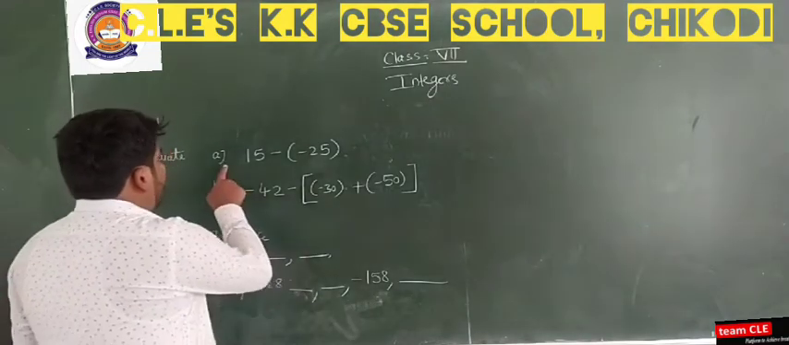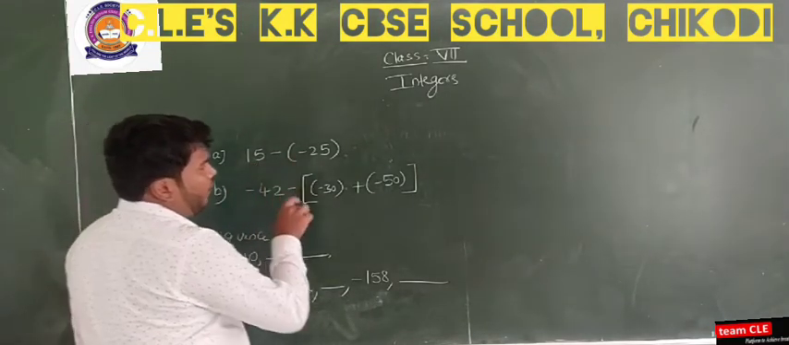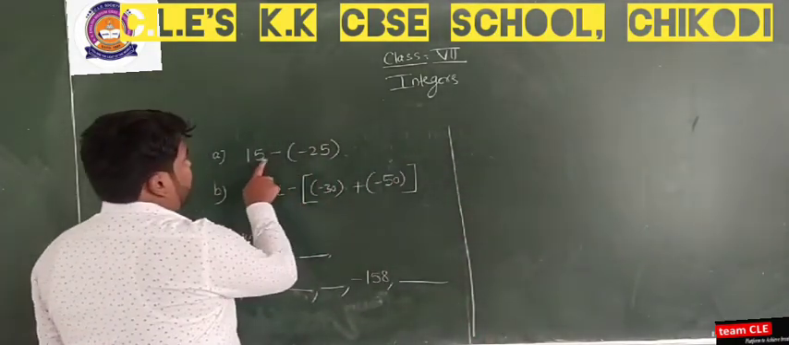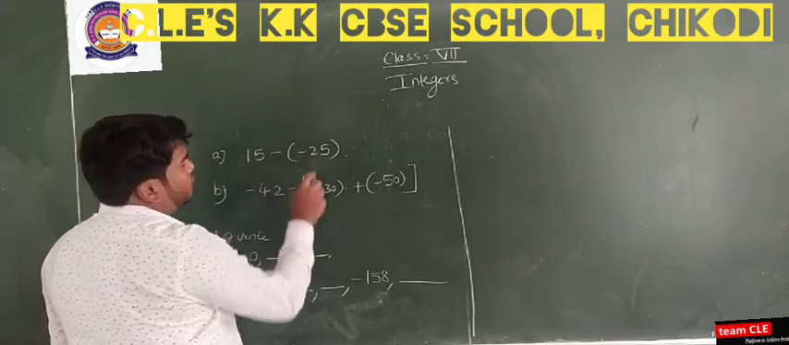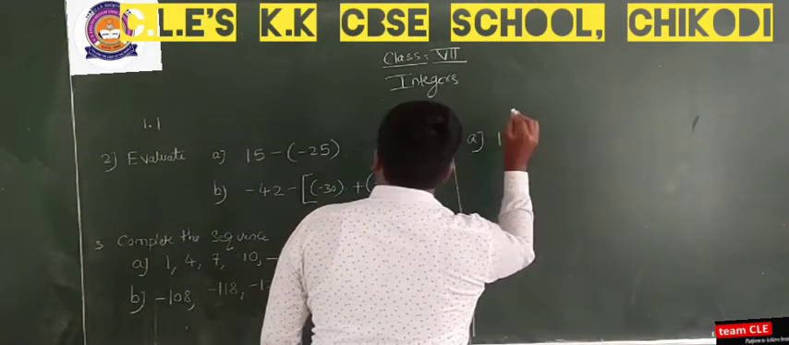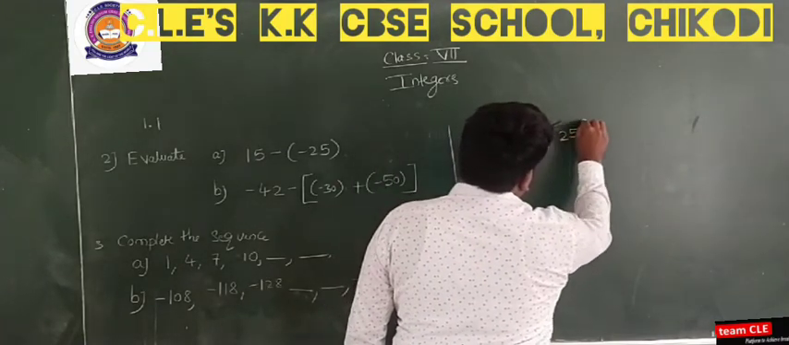Just see here, all of you. First one, A, that is 15 minus of minus 25. See here, I am going to solve it. See the question, first one, 15 minus of minus 25.